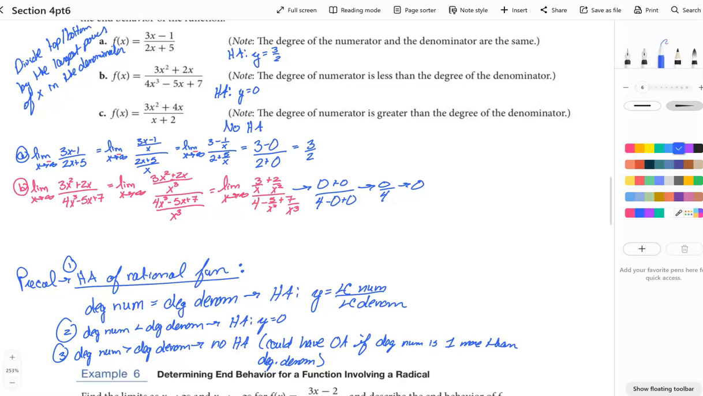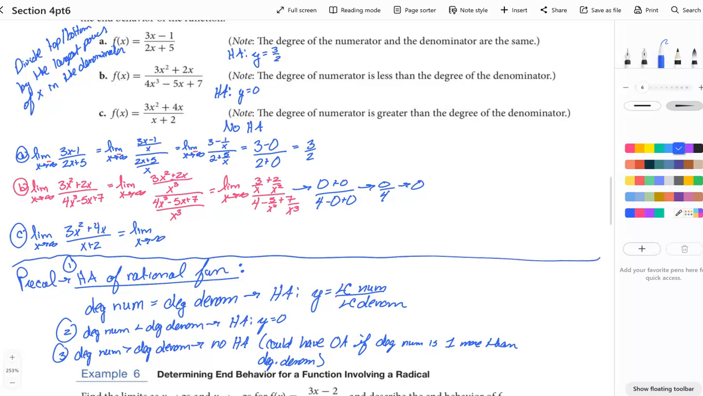All right, part C. We're going to take the limit as x goes to infinity of 3x squared plus 4x over x plus 2. Just like before, we're going to divide the top and bottom by the largest x with the exponent in the bottom. Now, the biggest thing I have in the bottom is an x. That's really different from the ones before. So we have 3x squared plus 4x all over x, divided by x plus 2 all over x.